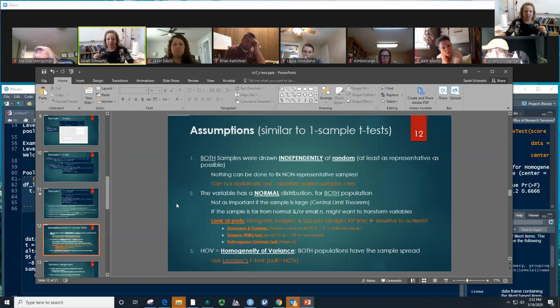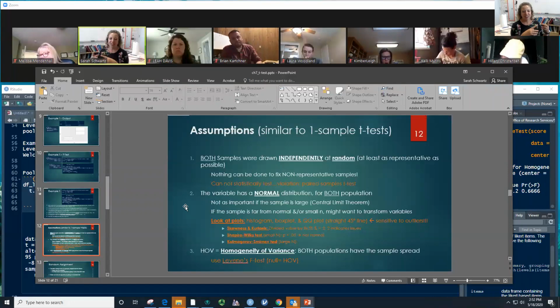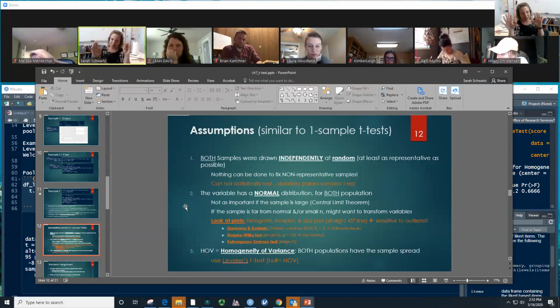The second assumption is that you have normally distributed variables. How do we test that? We can do the plots, we can do Shapiro-Wilk, we can calculate skewness and kurtosis. This is probably the least important of the 3 assumptions because if you have a big enough sample size, then the central limit theorem will take over. 5 and 5, that's not big enough, but hopefully you have more than 5 and 5 in your own work.